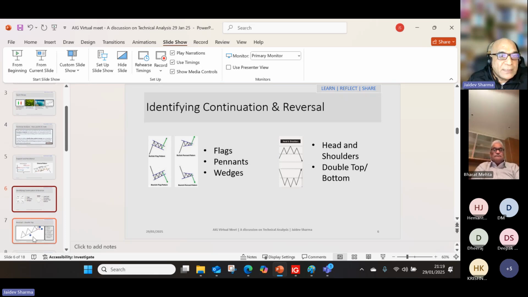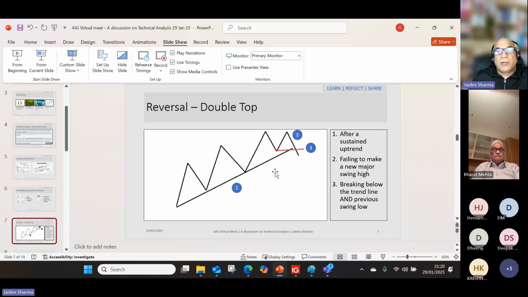So first thing is a reversal pattern called double top. A double top is formed when a particular price has been in a rising trend for a long time. I've just drawn three swings. It could be 5, 7, 6, whatever, any number of swings. The longer the trend, the higher the propensity of it breaking down. Just remember that as well.